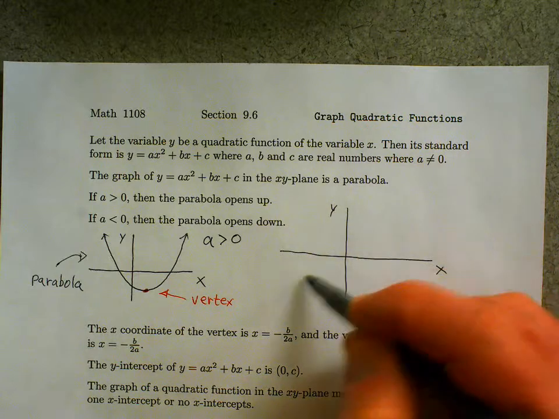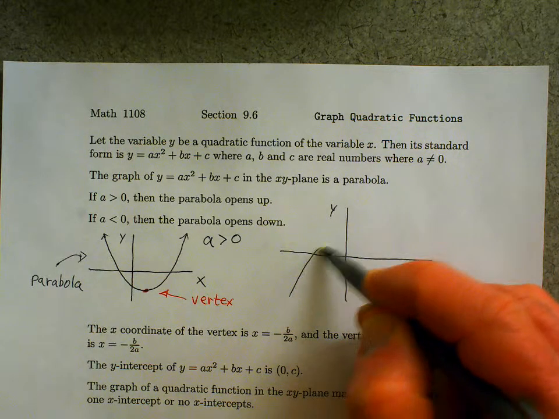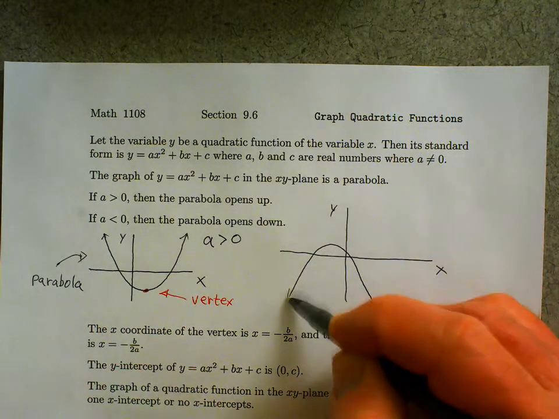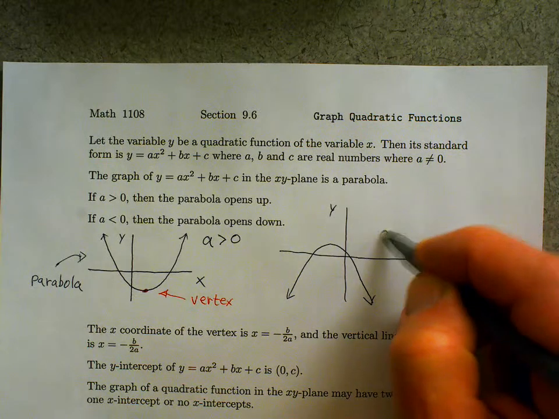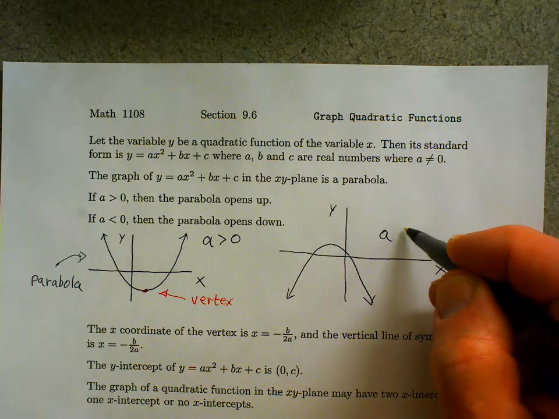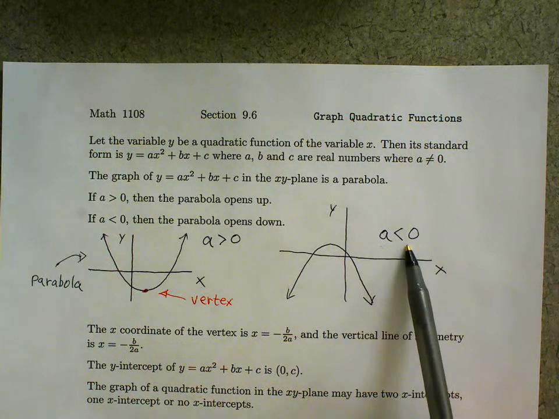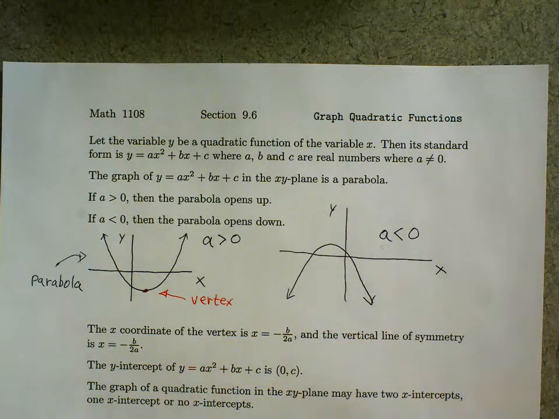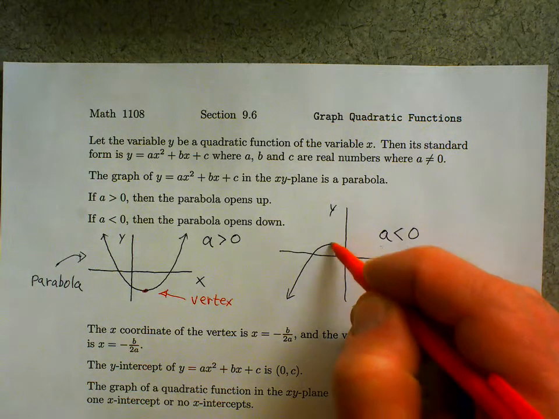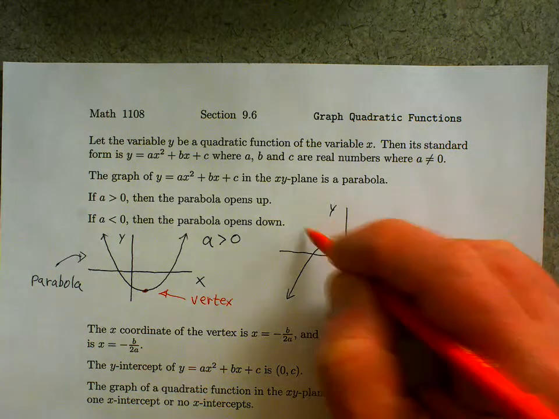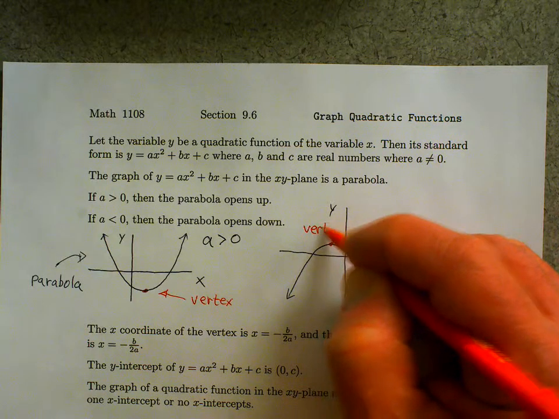In the other case, if you have a parabola that opens down, that means that the coefficient of x squared is negative. That is, a is less than 0. And for a parabola that opens down, the vertex is the highest point on the parabola.